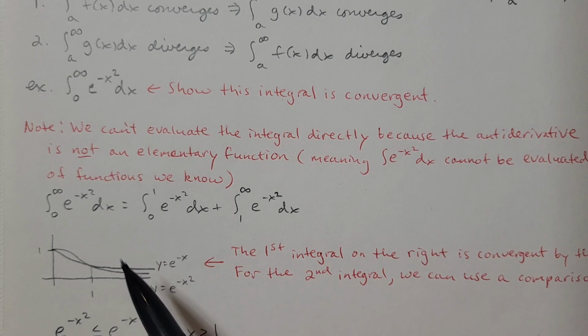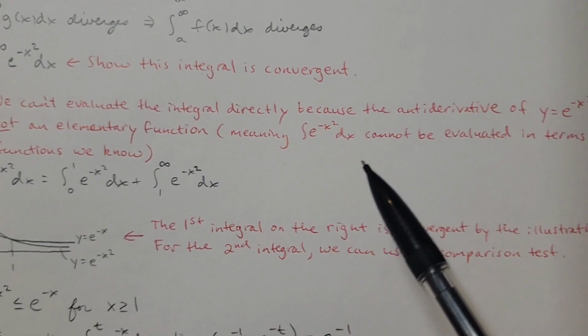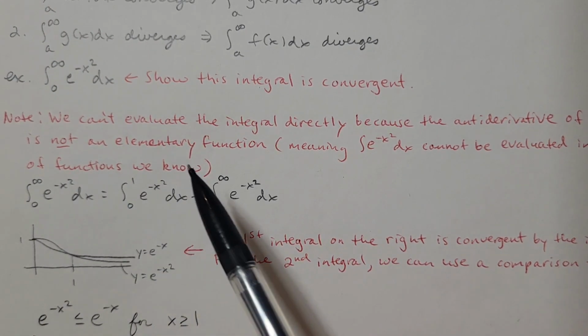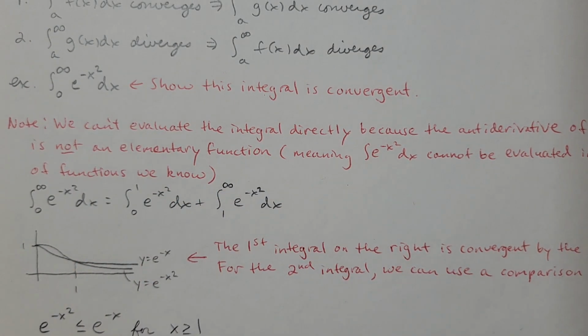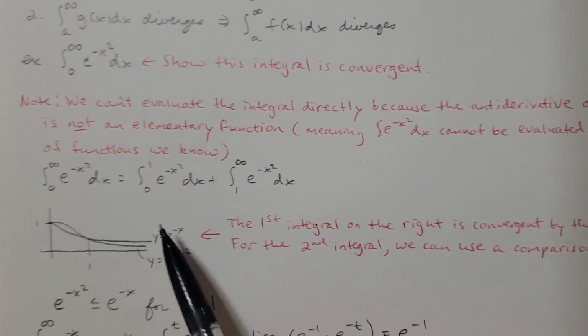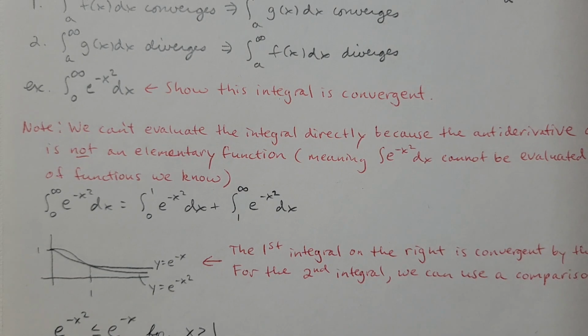So I want to show that this integral here is convergent. Now, I've got to note, you can't integrate the integral directly because the antiderivative of y equals e to the negative x squared is not an elementary function. So in other words, if I did not have bounds on there, that would be an impossible integral to integrate. I'm not going to integrate it directly. All I want us to do is to show that this would be a convergent integral. So to do that, we're going to use a comparison test.